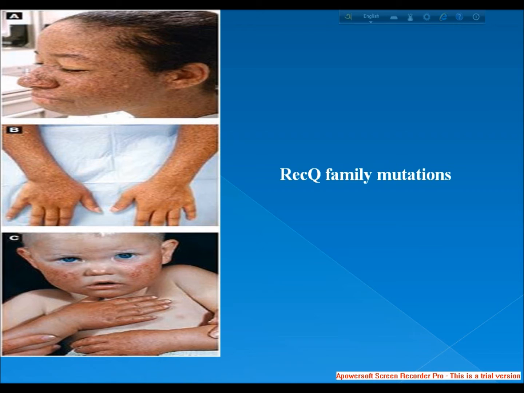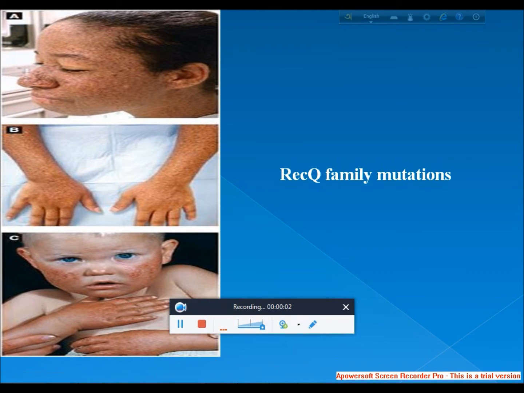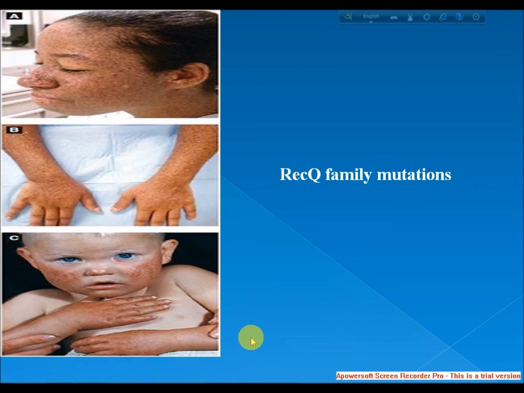Rothmund-Thomson syndrome, also known as poikiloderma congenitale, is characterized by premature aging, skin and skeletal abnormalities, rash, poikiloderma, juvenile cataract, and a predisposition to cancers such as osteosarcomas. Chromosomal rearrangements causing genomic instability are found in the cells of Rothmund-Thomson syndrome patients.